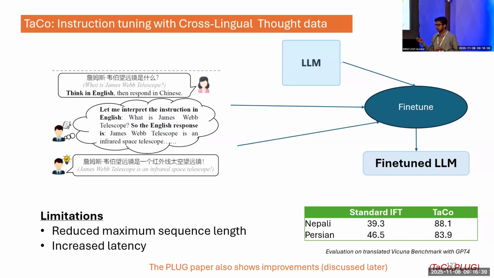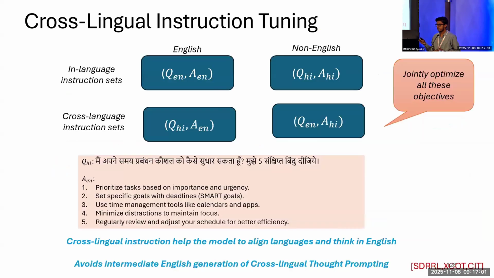The one obvious method is, why not do instruction following on such data? So yes, again, the performance improves compared to standard IFT. You can see for Nepali and Persian, it significantly improves the downstream performance. But the limitation again is reduced maximum sequence length and increased latency.